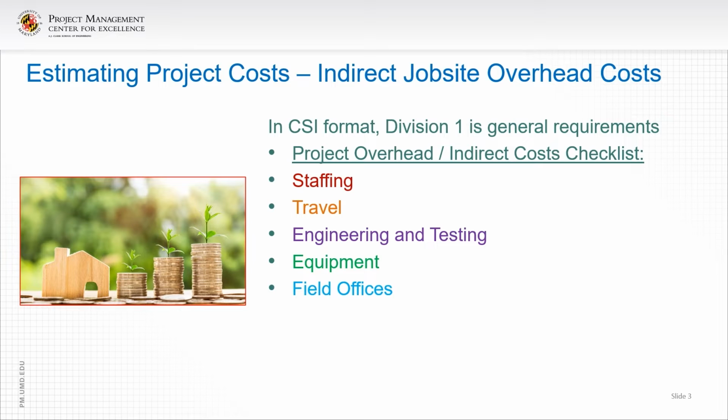Then we come to costs associated with field offices: the job office, the owner and architect's office, security station, furniture, equipment and supplies, shop facilities, sanitary facilities, phones and data, heat, power, and water, that is temporary heat, power, and water, storage areas, laydown, and sheds.